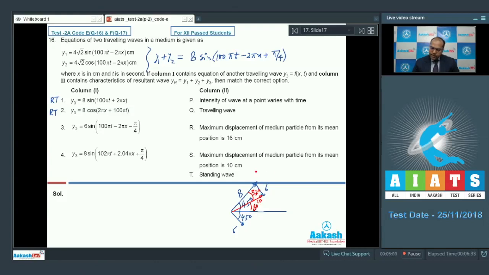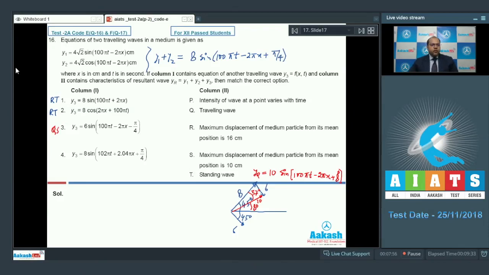So if I write the resultant yr, that is y1 plus y2 plus y3, it can be written as 10 into sine of 100 pi t minus 2 pi x plus 8 degree, since the phase is positive. I can write it in terms of degree or in terms of radian. So this is a progressive wave, it is a travelling wave, and in the case of a travelling wave, the average intensity is uniform at any point. So the correct matching for entry 3 is QS.